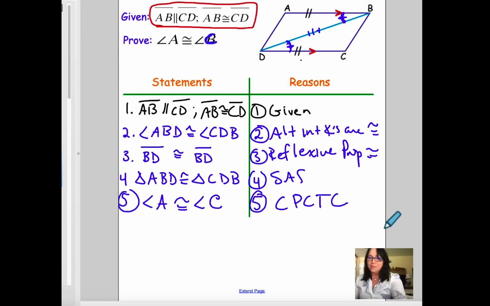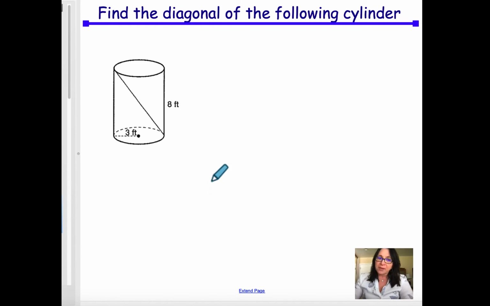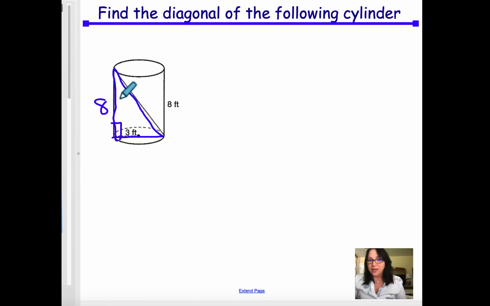Okay, cool. So for this problem here, we're going to try to find the diagonal of the cylinder. Now, I do know that a height is perpendicular, which means that's a right angle. We also know that I could draw in this right triangle right here, and I could use the Pythagorean Theorem to find the diagonal. Now, we know that this length is 8 because that's the same length on both sides. And additionally, if my radius is 3, then the whole length is going to be 6.